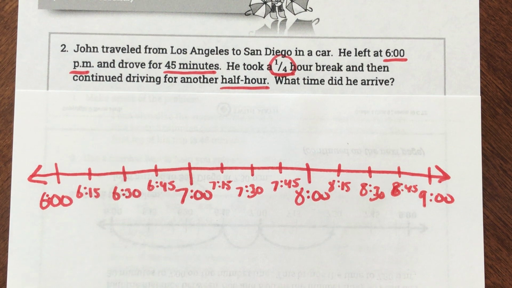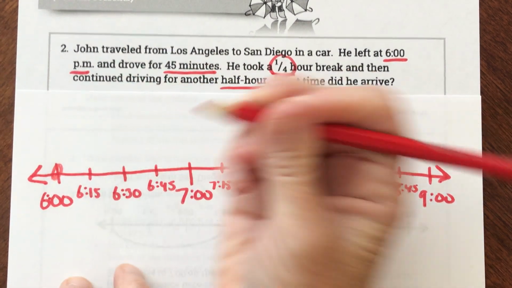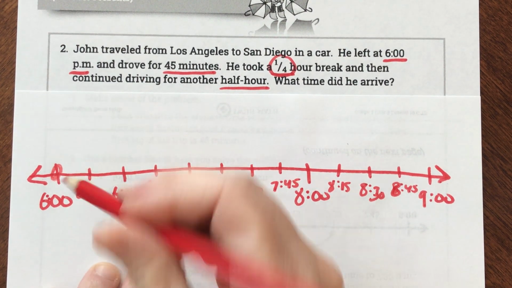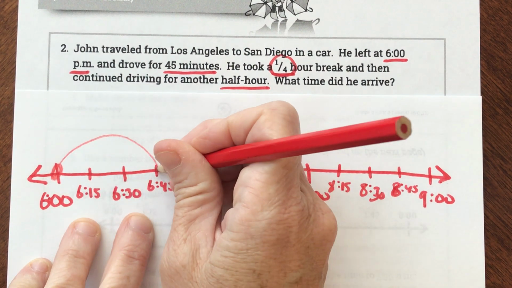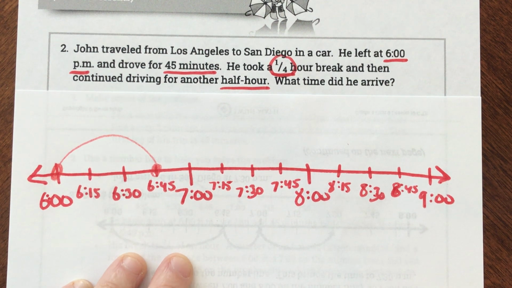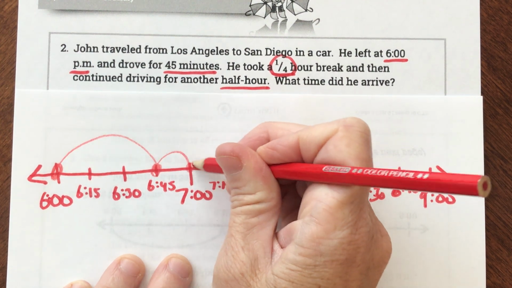Okay, so let's kind of see what happened. So he left at 6 and he drove 45 minutes. Okay, so he went from here, there. I added 45 minutes. And then he took 1/4 of an hour break. Well, this would be 1/4 of an hour break right there.